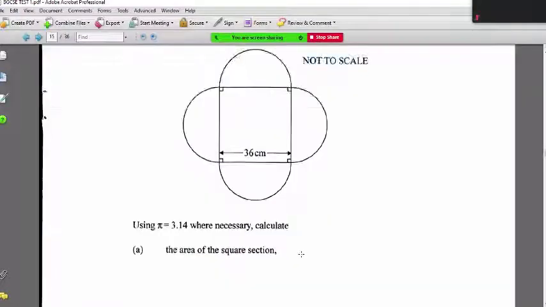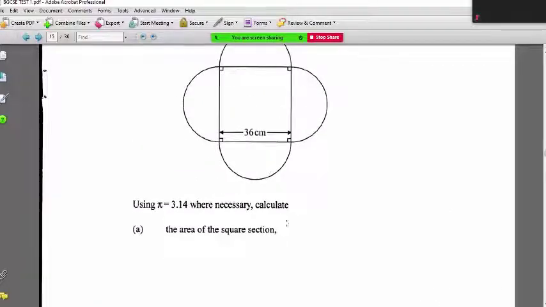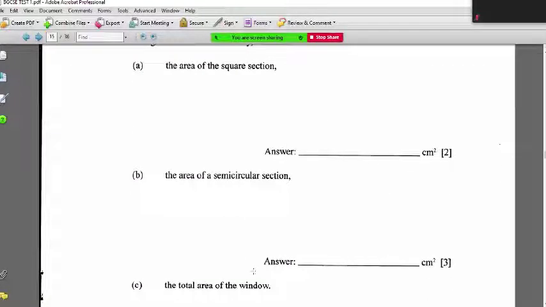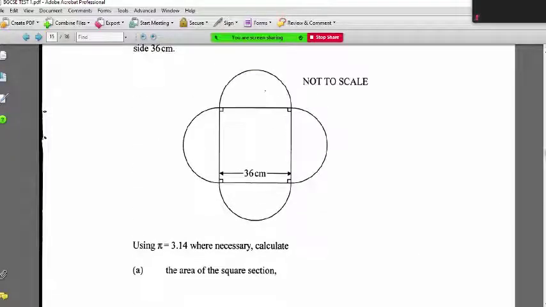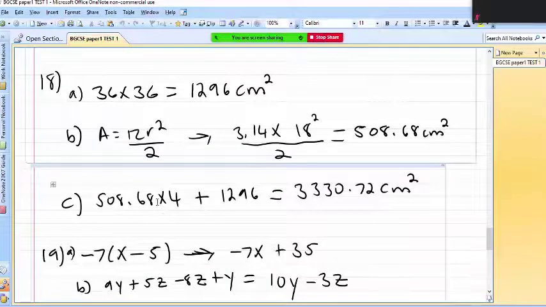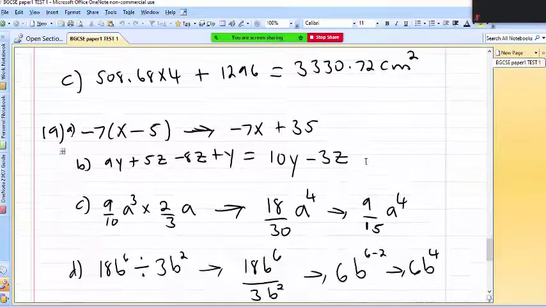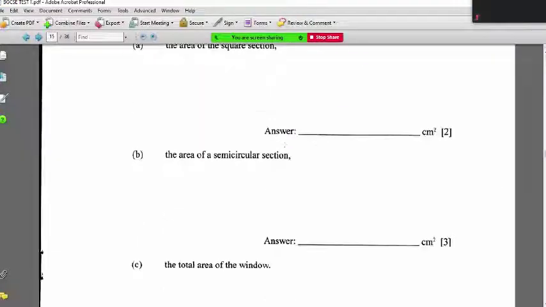We need to find the total area. The area of the semicircle section will just be that multiplied by 4, and then the total area of the window will be the semicircles plus the area of the inside. Okay, so that will be this one, 3,330.72 centimeters squared. All right, 2 more problems and we're done with this test.